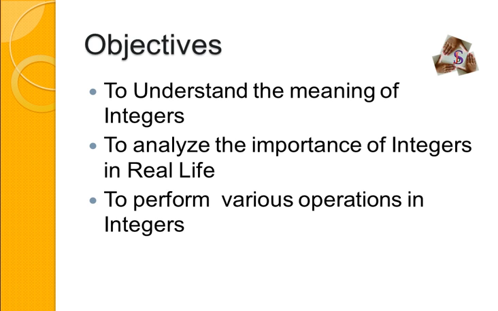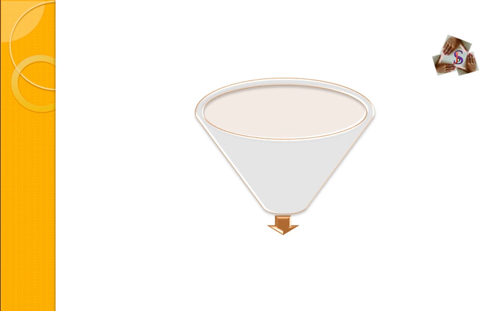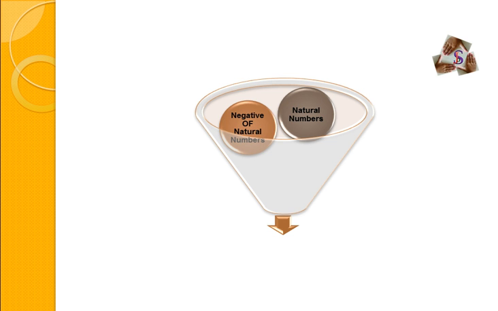So let me begin my presentation by explaining to you what are integers. Integers are a combination of positive natural numbers, the negative of the natural numbers, and 0. So the combination of natural numbers, the negative of the natural numbers, and 0 form a set of integers. A few things to note here. There are no fractions or decimals, and 0 is always an integer.